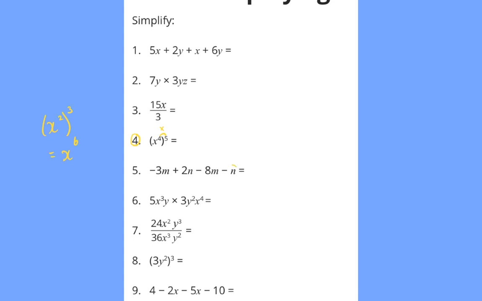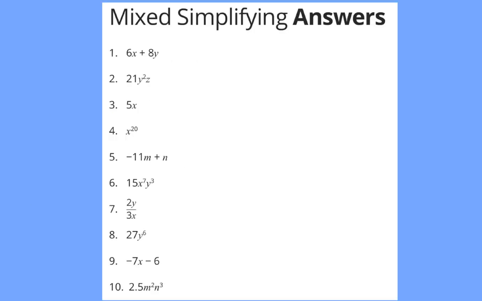Watch your negatives in question 5. In question 6, the indices add. So if I had 5x squared times 2x cubed, my answer would be 5 times 2 is 10, x, add those indices. So we multiply when there's brackets, add when there's no brackets. Okay, and there's the answers.